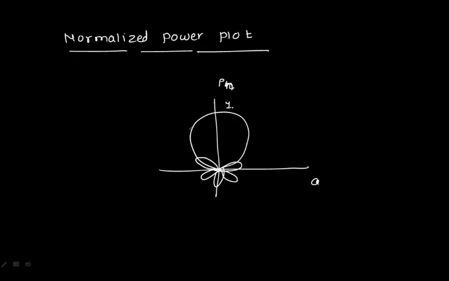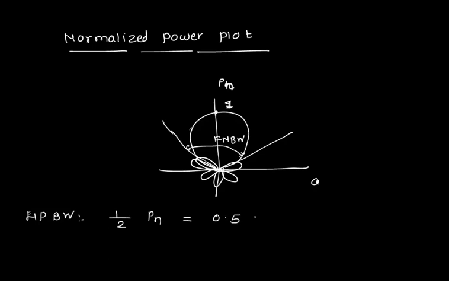If your normalized power is 1 at the maximum, what about the first null beamwidth? If you are getting 0 power here, then whatever angular separation there is here will be called the first null beamwidth. What about half power beamwidth? I'm talking about the half power, so I can say it should be 0.5 P_n. Come down to where you get half power. As you are getting 1, half will be 0.5, and that angular separation will be called the half power beamwidth.